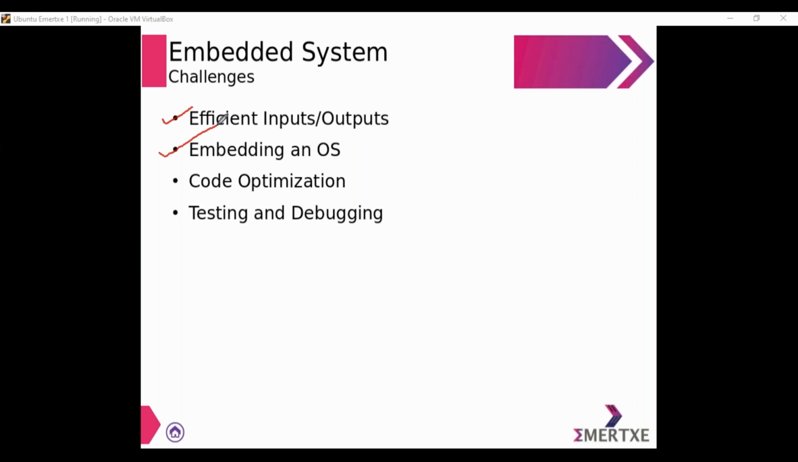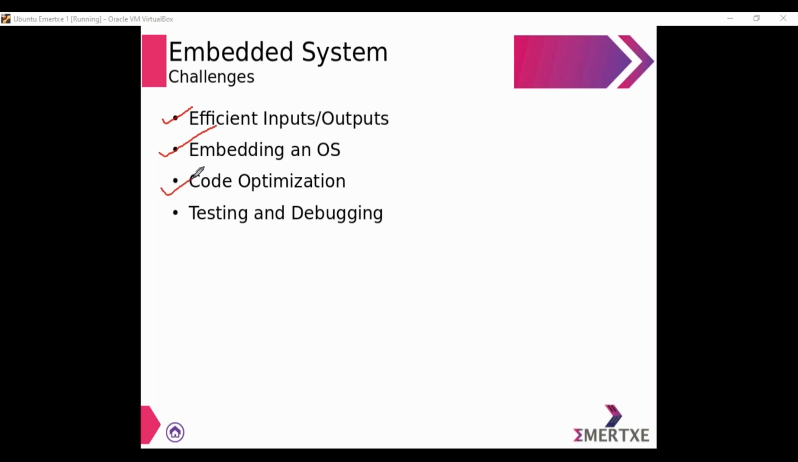Now, while the operating system is being designed, you have to take care of its subsystems. Let's say the process manager, then you have to take care of the memory manager, the driver manager, and the file system manager. So you have to take care of multiple subsystems of the operating system. Embedding an operating system is not always easy for embedded systems design. So that is also a challenge.